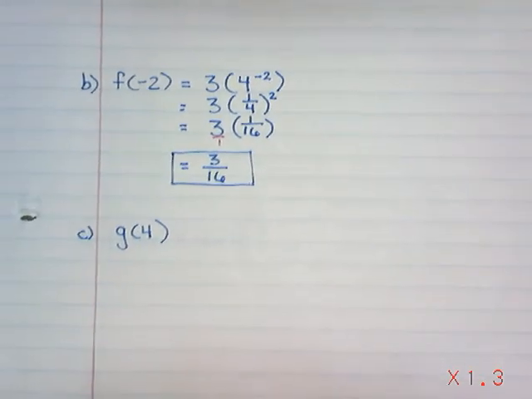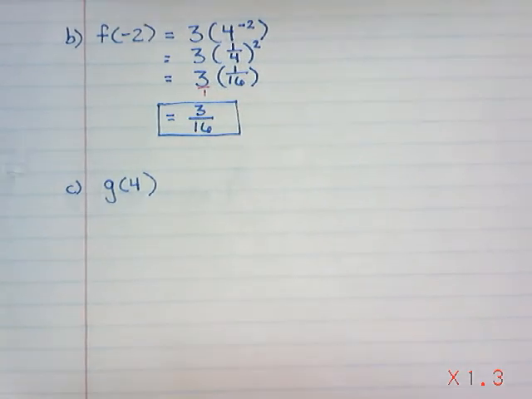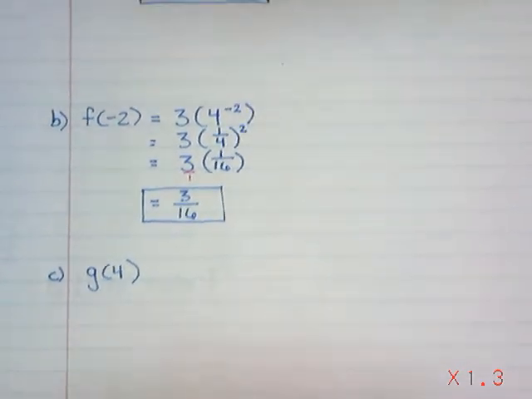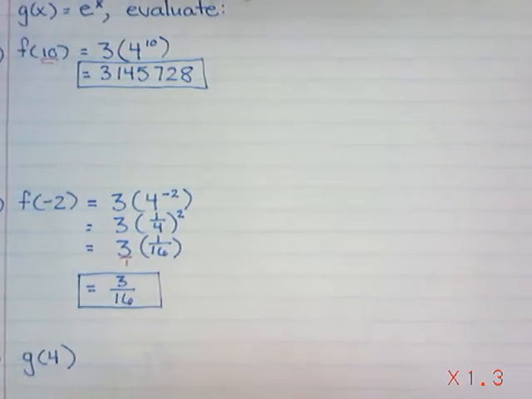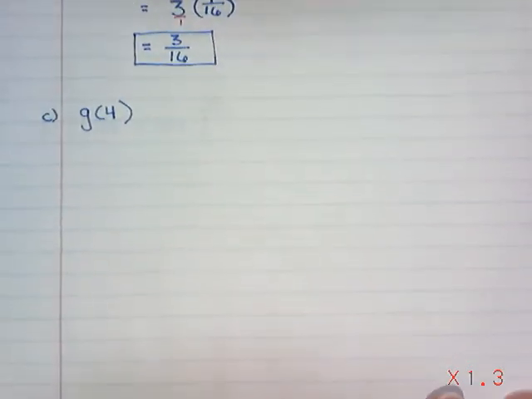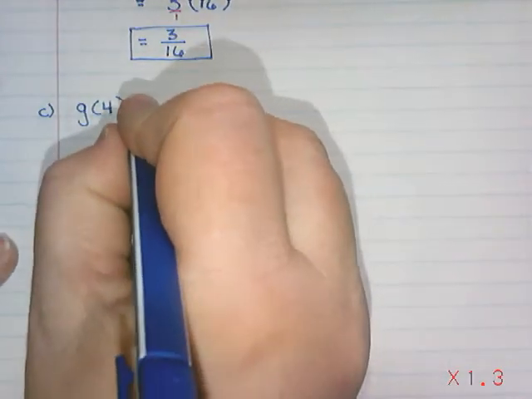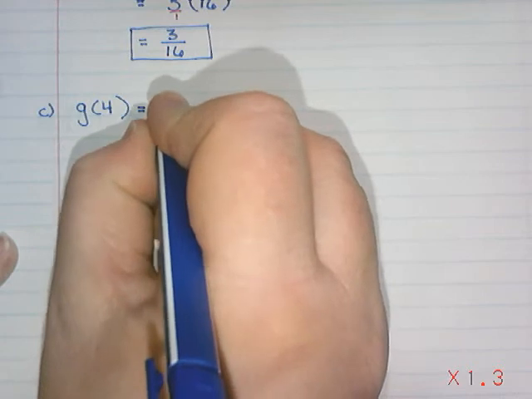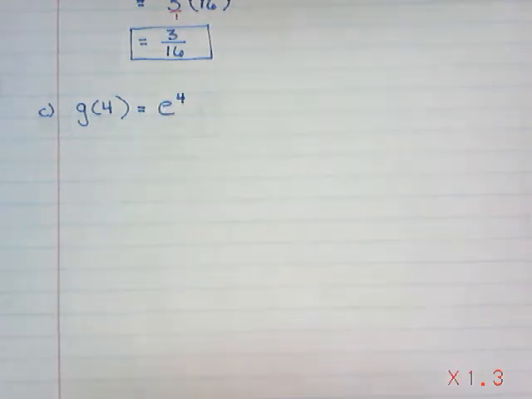All right, our last question says g at 4. This is a different function. If I take a look in the question, it said g of x was e to the power of x. So g at 4 is e to the power of 4.